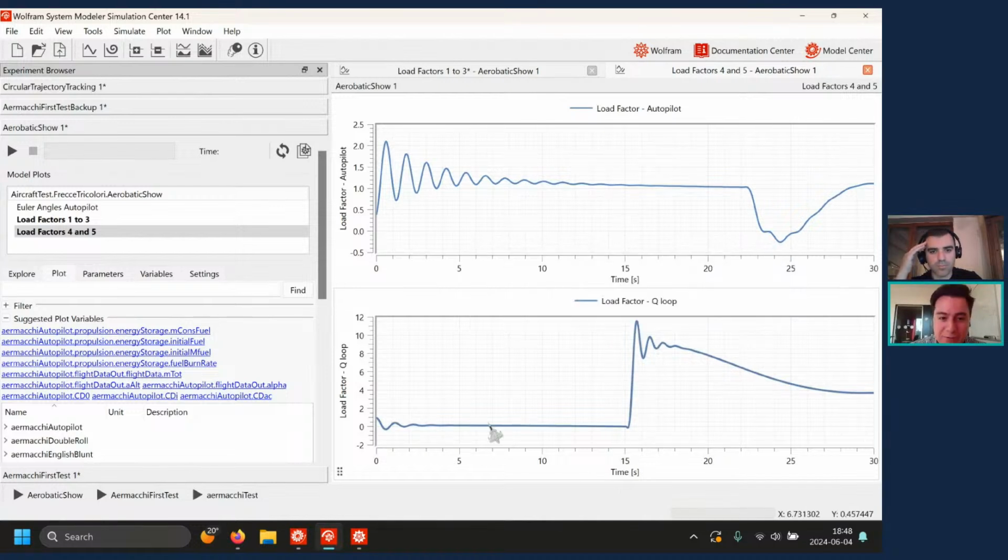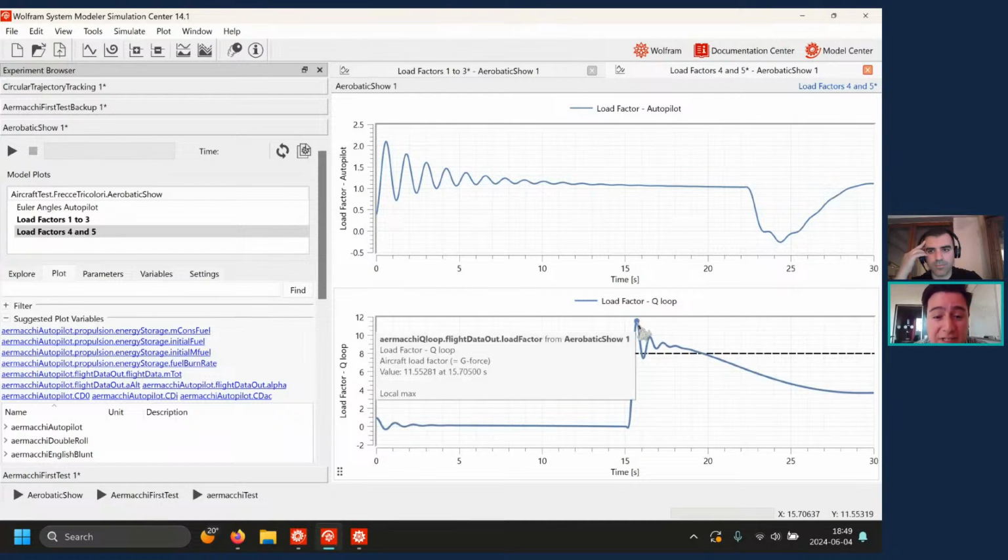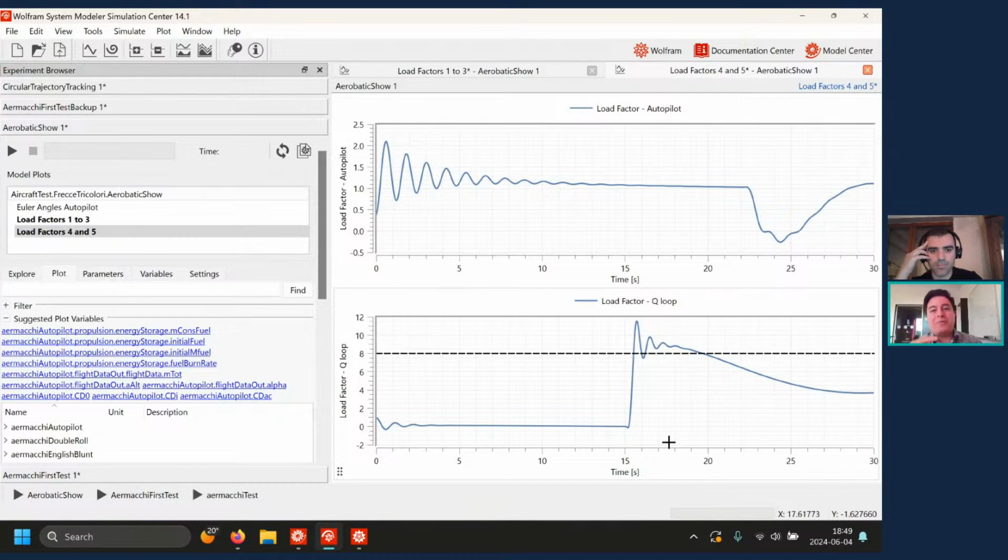When it comes to the Q loop, this one definitely exceeds the limitations. We see the pull-up maneuver, this peak, just hitting the yoke so fast, it goes all the way to almost 12. So definitely this maneuver could not be approved. I'm not saying the airplane is just going to disintegrate in the air, maybe, but probably not. But definitely it's going to have to go into some maintenance programs that are going to cost a lot.